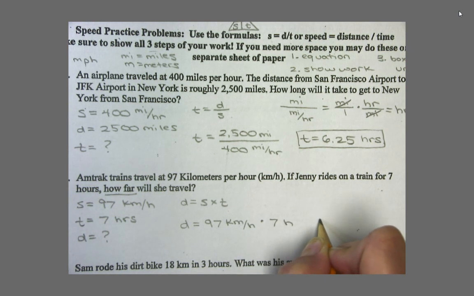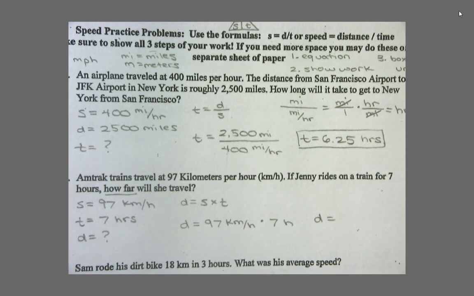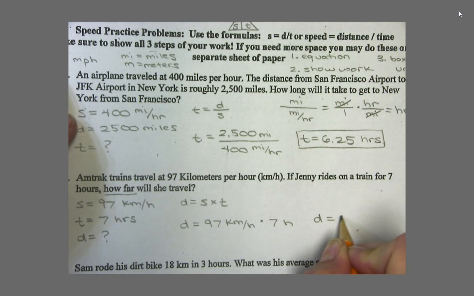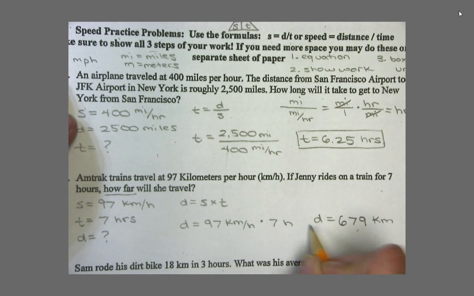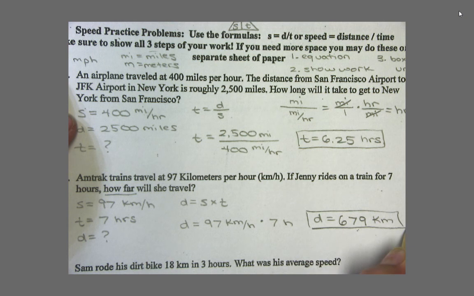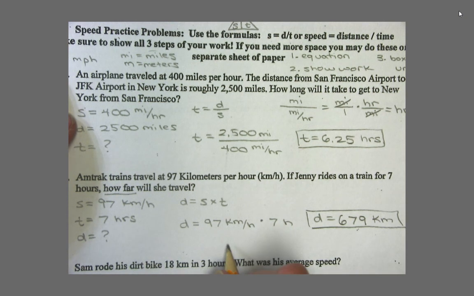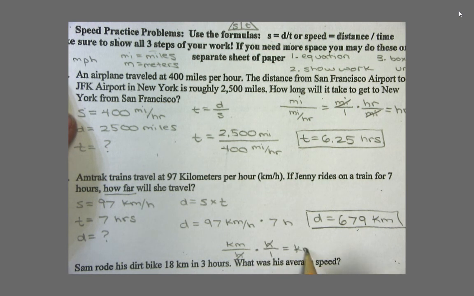And we're going to go ahead and have distance equals, again, I'm getting my calculator, 97 times 7. We got 679. Units for distance, it's going to be those kilometers. Box your answers. Answer. And again, check out your units. If I have kilometers over hours times hour over 1, your hours cross out, you end up with kilometers.